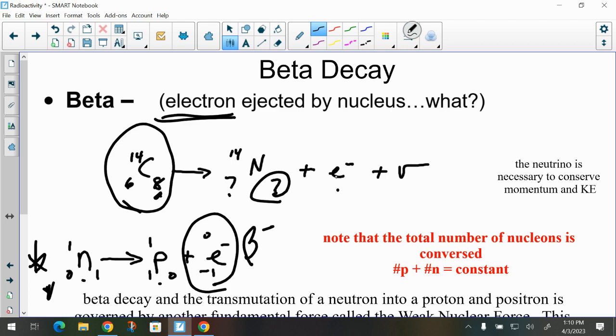Now, the electron is symbolized by the e with a little negative symbol. This thing right here is called a neutrino, and you don't need to know about neutrinos. Neutrinos are particles that will, it's not mass conservation, but it's conservation of kinetic energy and some other stuff. So it's a little symbol, like a V with an attitude, and that's called a neutrino. It's there to conserve momentum and kinetic energy.